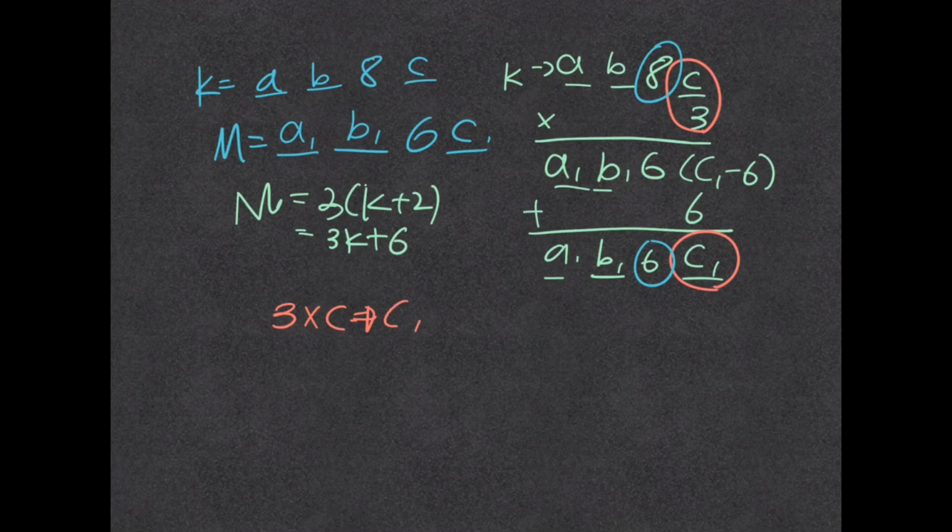If we put 1 in C, it would be 3, so it doesn't make sense. 2, it will be 6, doesn't make sense. 3, it will be 9, it doesn't make sense. 4, it would be 2, and on and on until 7. 7 times, oh, you know what, this one's plus 6. So 7 times 3 is 21, and if you add 6, it would be 27. So the last digit of 27 would be 7, which is equal to C1. So basically, we get to the point that C is equal to 7.